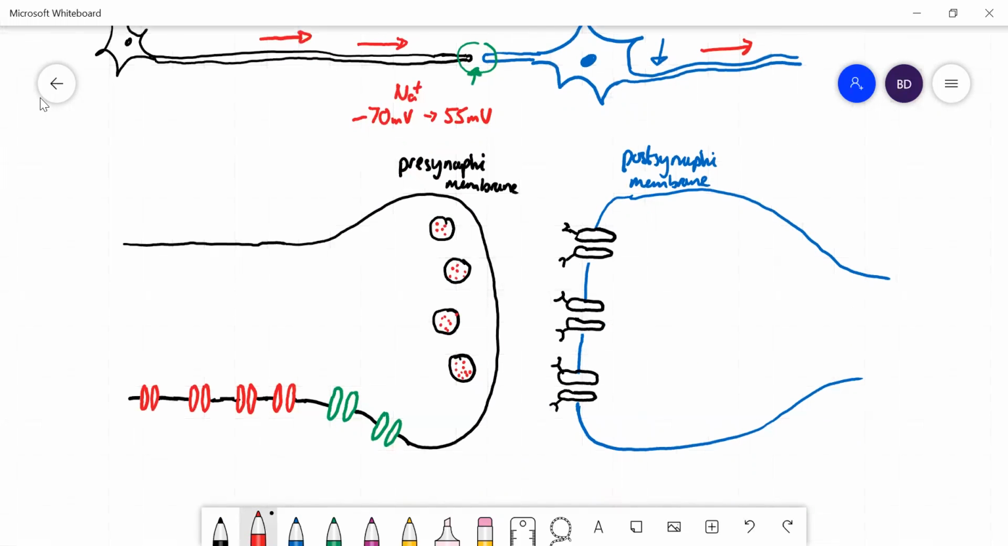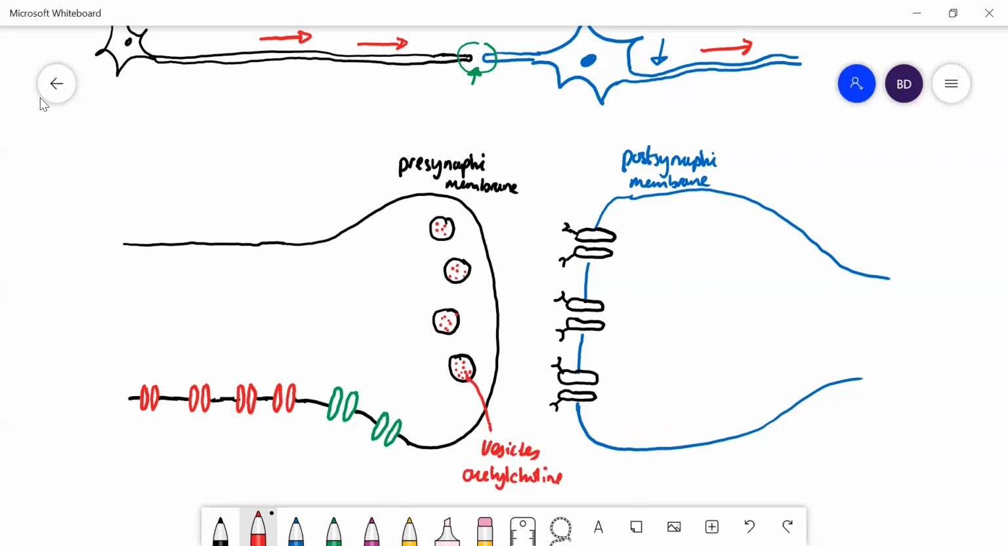So what I've drawn here is, on the left, the black cell, that's the presynaptic membrane, and on the right, the blue, the postsynaptic membrane. Now, these things here are called vesicles, the membrane-bound vesicles, and they contain the acetylcholine, which is the neurotransmitter. And I've drawn that as little red dots. So these diagrams are, of course, not to scale. We've got lots of molecules of acetylcholine in those vesicles.